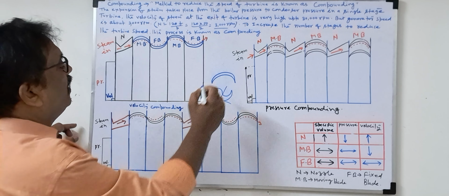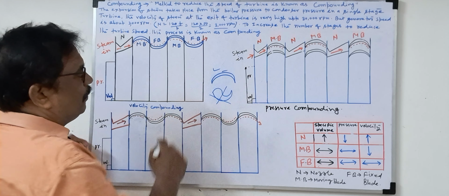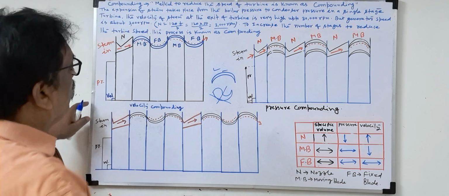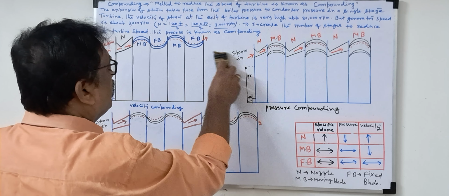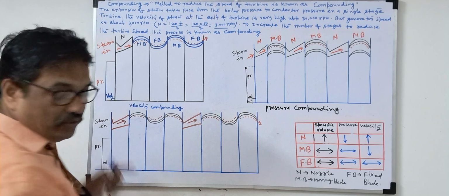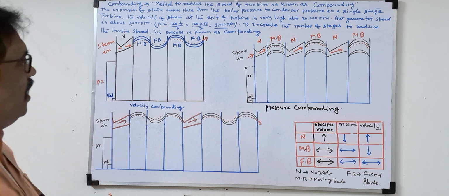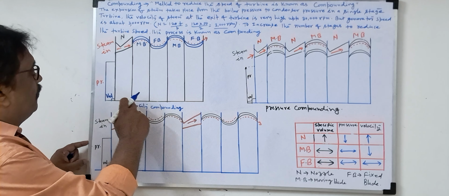Only we have the impulse blade. This is called the impulse blade. We took the impulse blade and kept it here in a similar format. So we'll see the pressure and velocity fluctuation for the particular compounding. First we took the velocity compounding.